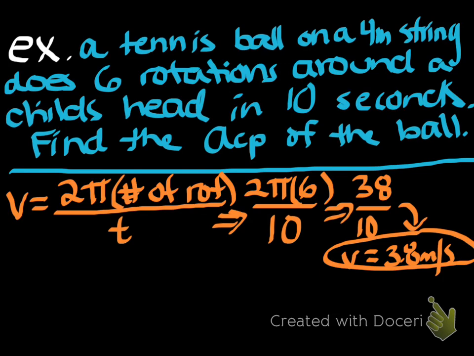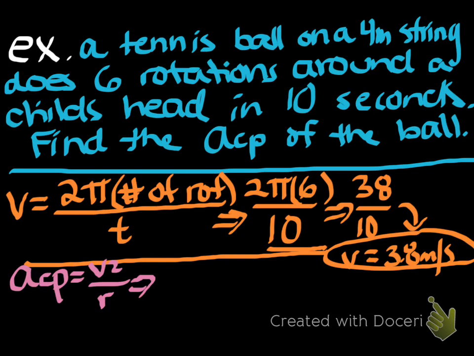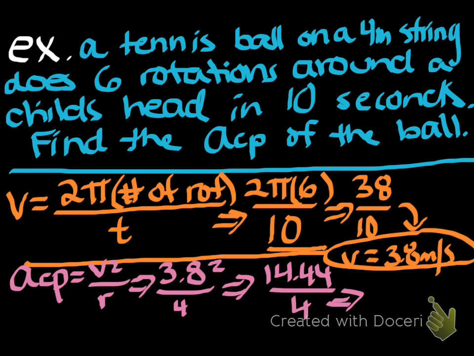Now we can plug this value for velocity into the original centripetal acceleration formula, v squared over the radius, and get 3.8 squared over 4, which is equal to 14.44 over 4, and so we know that centripetal acceleration is equal to 3.6 meters per second squared.